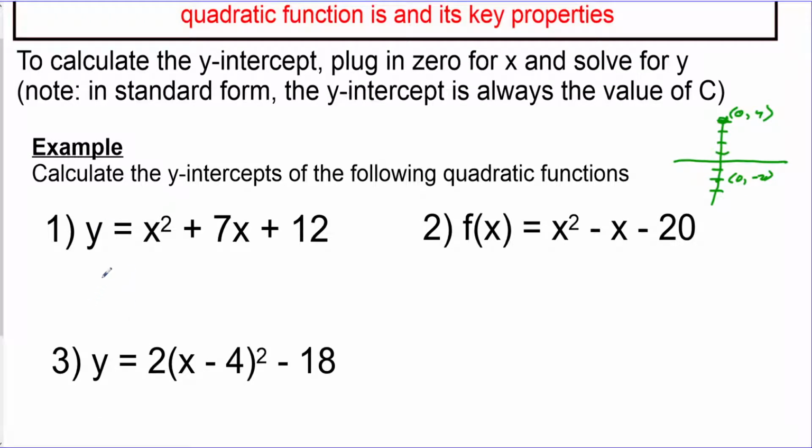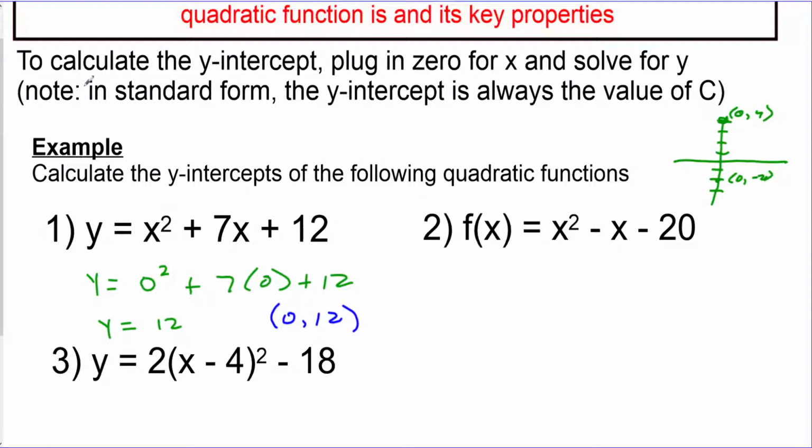The nice thing with these ones is I'm just going to say y equals, and I'm going to plug in a 0. 0 squared plus 7 times 0 plus 12. Okay, so this is 0 plus 0 plus 12. y is equal to 12. So I just found out that when I plug in a 0 for x, my y becomes 12, and that means that I have a y-intercept at (0, 12).